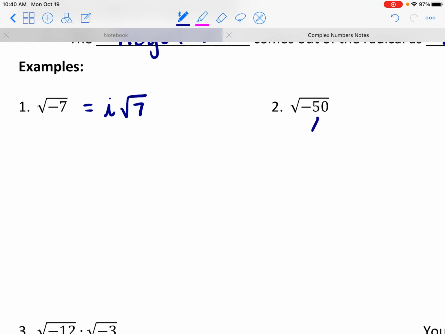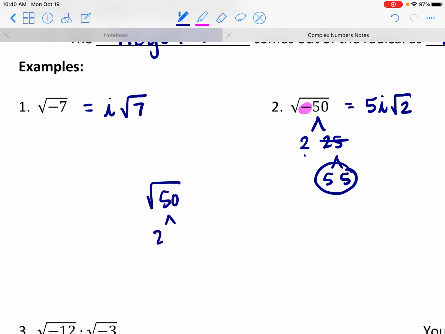Now 50 I could do a little more with, because 50 is 2 times 25, and 25 is 5 times 5. I could take out a 5. And the negative is also going to come out as an i, and then the 2 is going to be left as the radicand, stuck inside the radical. If this was a positive 50, the 2 and 25 would give me a 5 that would come out, and a 2 would stay. This is exactly the same thing, it's just the negative comes out as i. That's the only difference here.